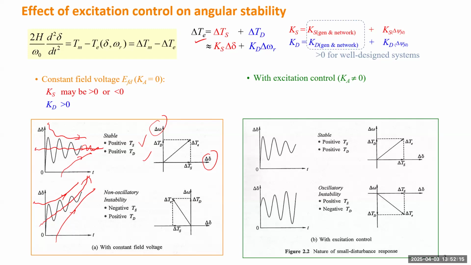For stable, it still behaves the same. So this one is basically the same as the first case. It goes to the new equilibrium and also has positive damping, which means you get closer to the equilibrium point. But if your system becomes unstable, you have positive synchronizing torque but negative damping torque. Positive synchronizing torque means the center point will stay on the equilibrium, but the waveform will have bigger and bigger amplitude.